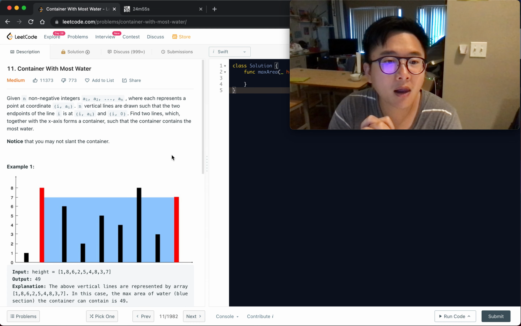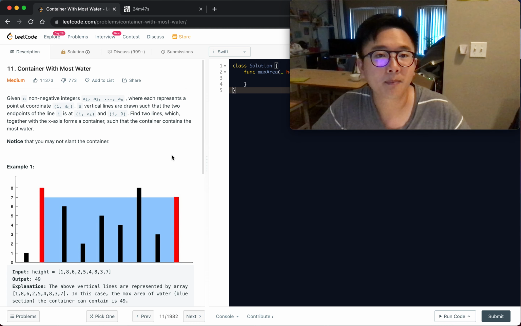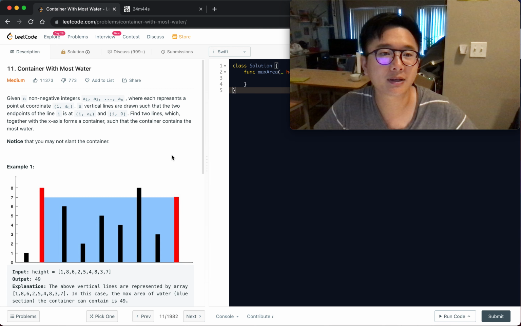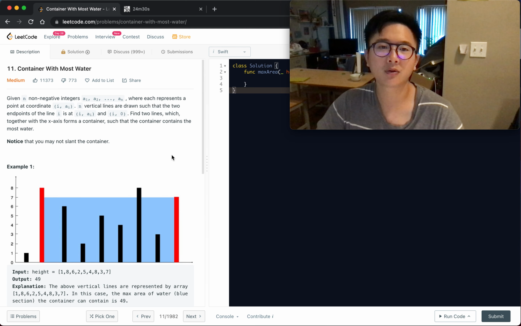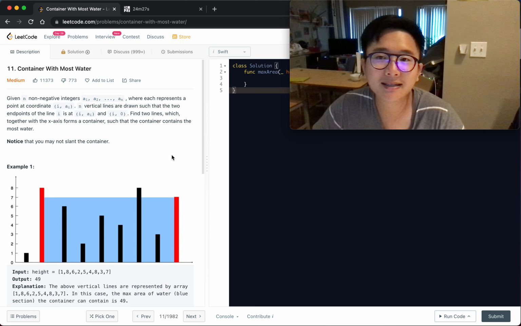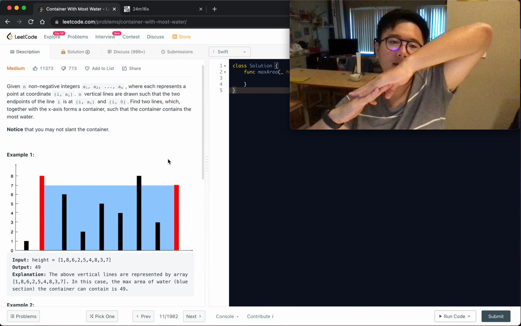Given n non-negative integers a1, a2, and so on, where each represents a point at coordinate (i, ai), n vertical lines are drawn such that the two endpoints of line i are at (i, ai) and (i, 0). Find the two lines which together with the x-axis form a container such that the container contains the most water.